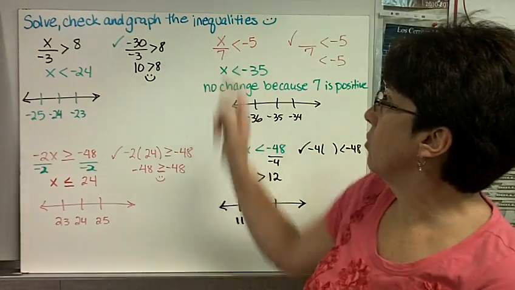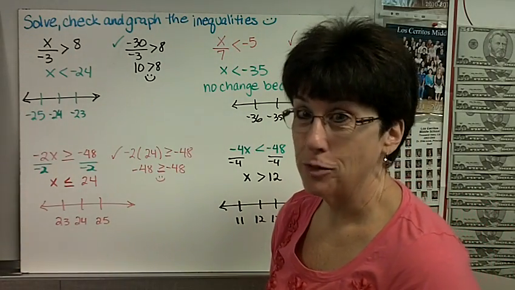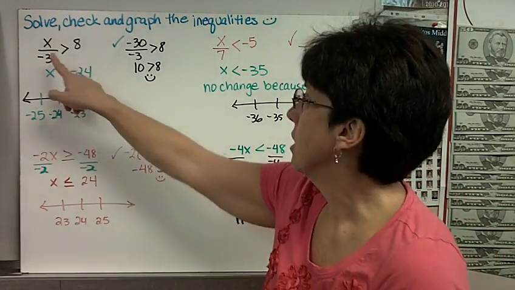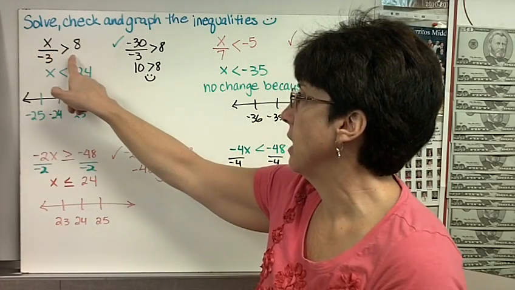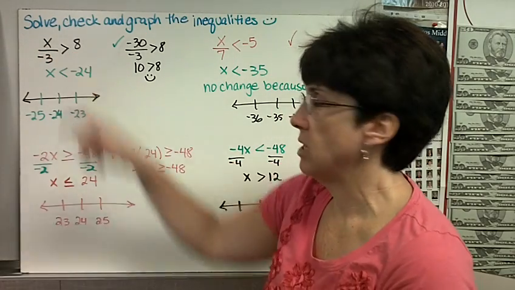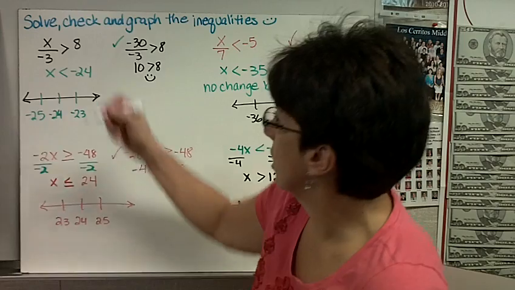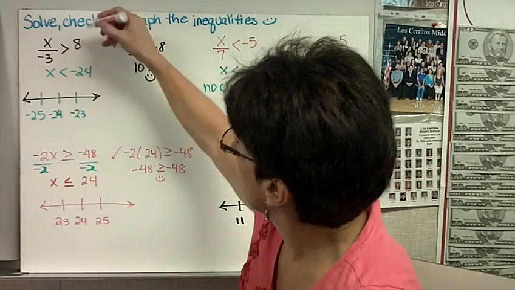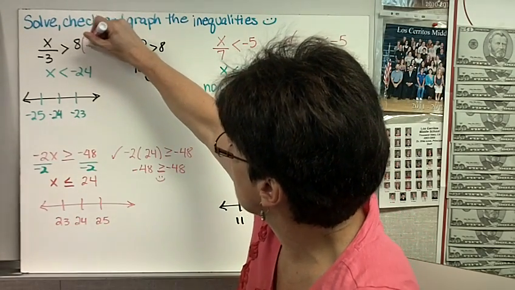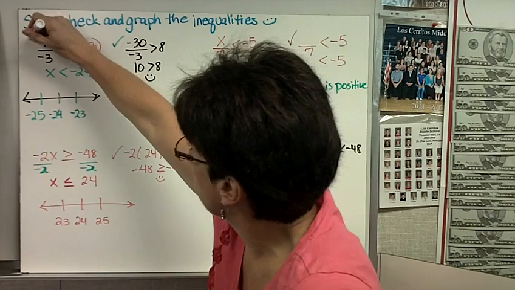Solve, check, and graph the inequalities, because we can still graph. I didn't graph any there. Here's my problem. X divided by negative 3 is greater than 8. So I do the inverse operation. I multiply both sides by negative 3.